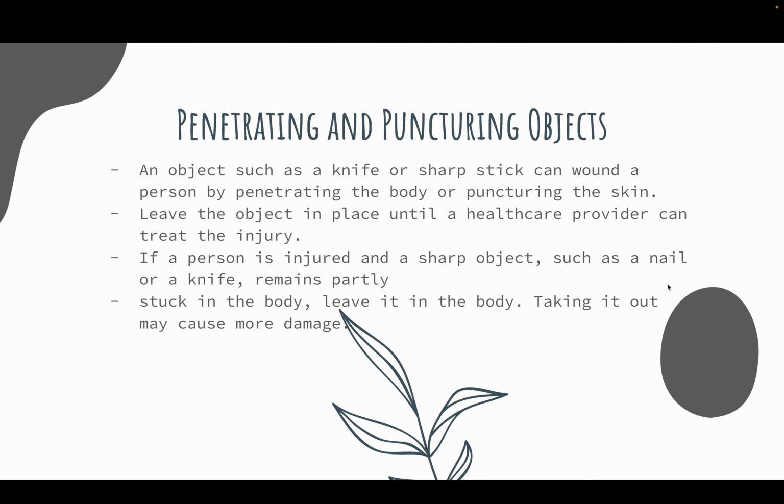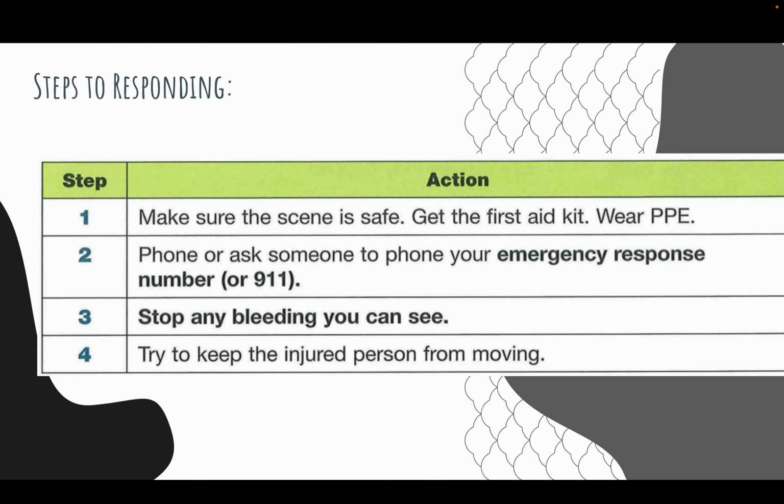Penetrating and puncturing objects. An object such as a knife or sharp stick can wound a person by penetrating the body or puncturing the skin. If there is an object stuck in the body, leave it in the body, as taking it out may cause more damage. So steps: make sure to stay safe, wear PPE, get the first aid kit, phone EMS, stop any bleeding you can see, and try to keep the injured person from moving.